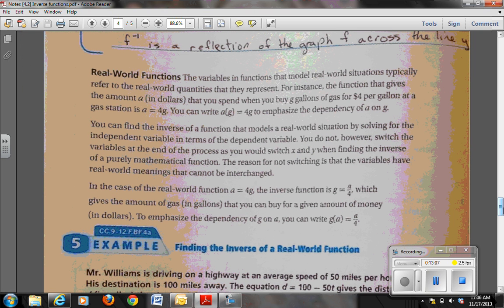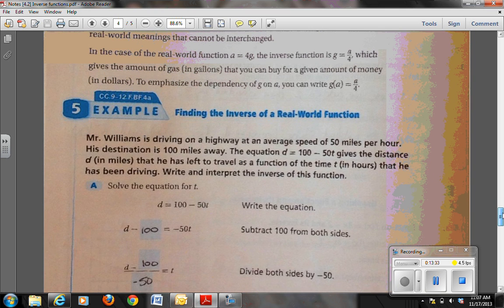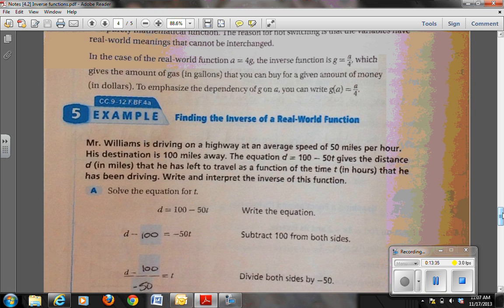Okay. So then they go on to this discussion about real-world functions. When you're talking about the inverse of something in the real world, it wouldn't actually make sense to switch the x and y values, because x actually means something and y actually means something, and you can't just switch them. So if you're trying to find the inverse function, you're still going to isolate the other variable, get it by itself to get the new equation. Just don't switch x and y at the end, because x and y actually have meanings.